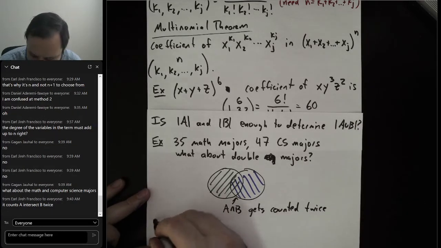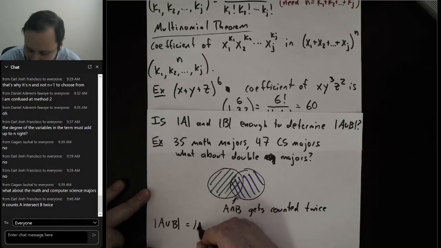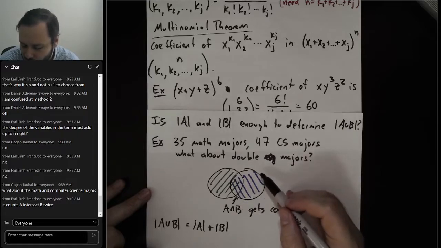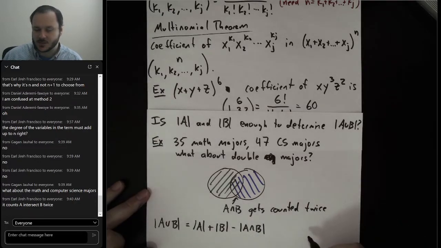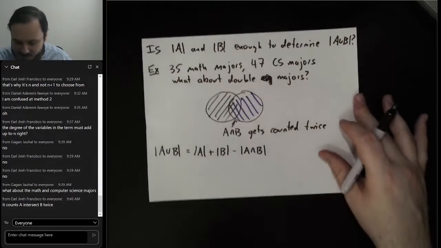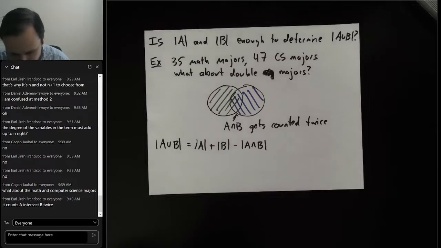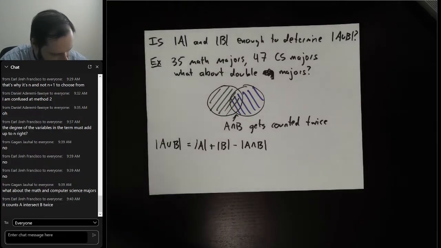So what we have instead is that the size of A union B is equal to the size of A plus the size of B. Count everything in green, count everything in blue, but I've counted the stuff in the middle twice, so I subtract off once the stuff in the middle. And now the stuff in the middle is only counted once. A quick example of how to use this result.